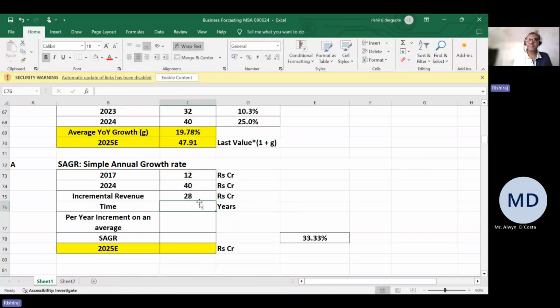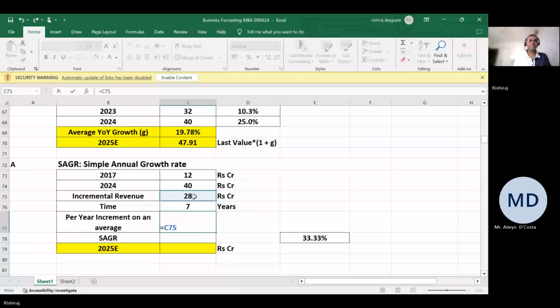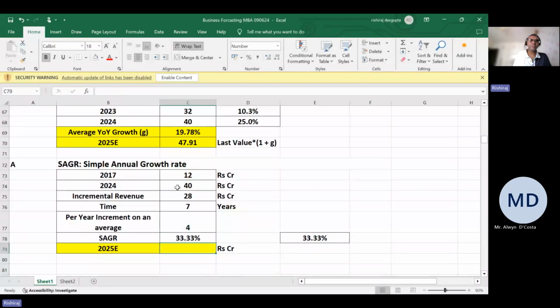From 2017 to 2024, how many years have passed? The answer is 2024 minus 2017, that is 7 years. So what is the per year increment? Per year the increment is the 28 crore total increment divided by 7 years. So per year it has grown by 4 crore. So SAGR, the simple annual growth rate, is the average per year increment in revenue divided by the initial revenue recorded, 12 crore. So that is 33.33%.